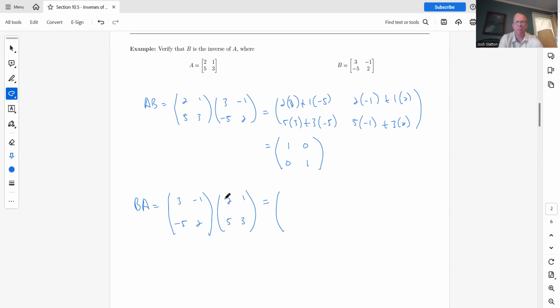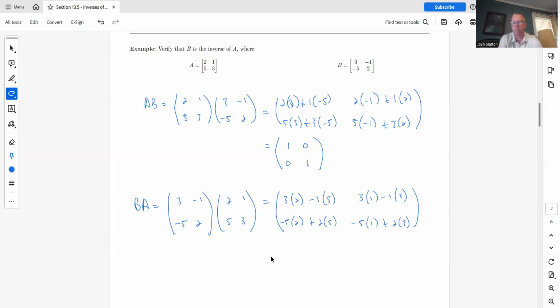So we have 3 times 2 minus 1 times 5. And notice this entry, at least in the beginning, is not the same as this. The 2 and the 3 are the same, but the 1 and the -5 are not. So we're not multiplying the same numbers, but we're going to end up with the same thing. So then we have 3 times 1 minus 1 times 3. We have -5 times 2 plus 2 times 5. We have -5 times 1 plus 2 times 3.